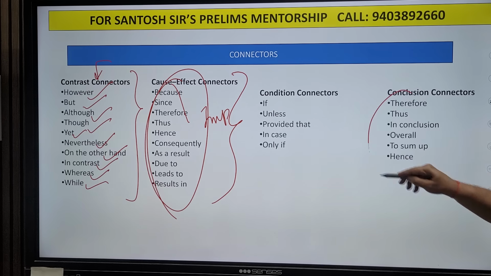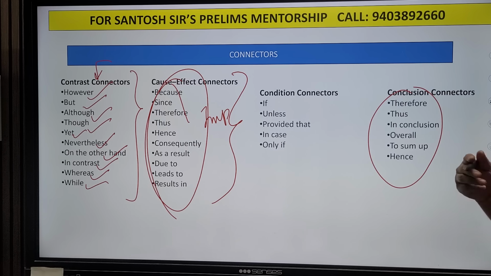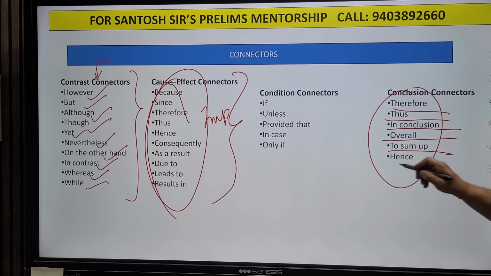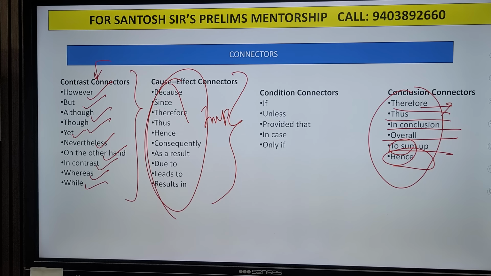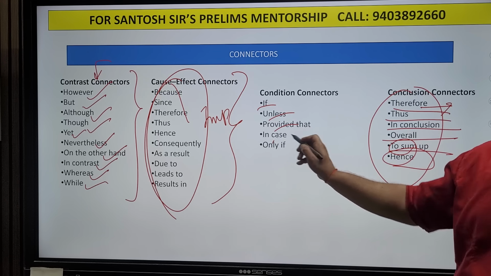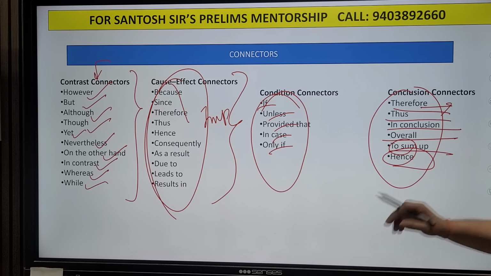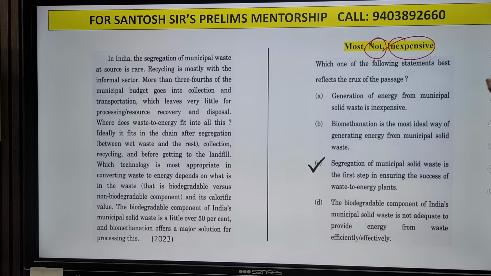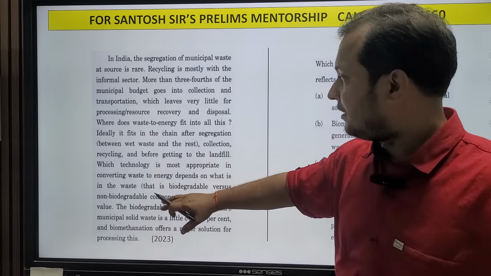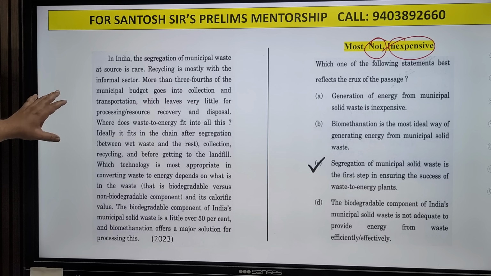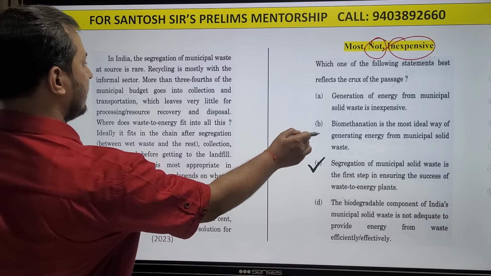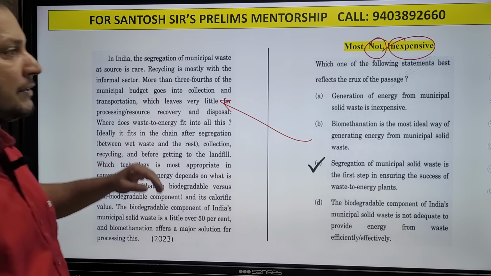Then guys, you can see conclusion. You have to know what the theme of the passage is, what the main idea of the passage is. You can see therefore, thus, in conclusion, overall, to sum up, hence. Whenever you come across such a word, that will be the conclusion of the passage. Very, very important. And guys, if, unless, provided, in case, only if: you have to look for these in the passages. When you read the passages, look for such words. It will definitely be there in the passage, and when you see these words, generally the questions will be prepared there only. So keep this in mind.